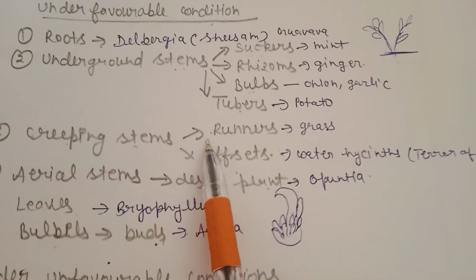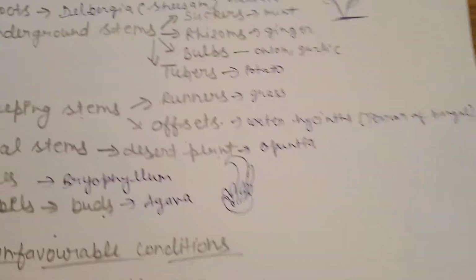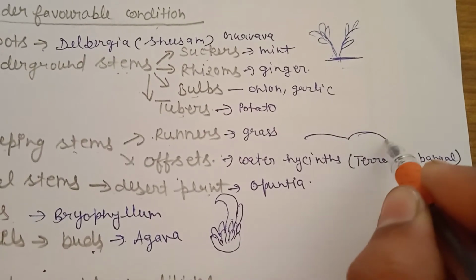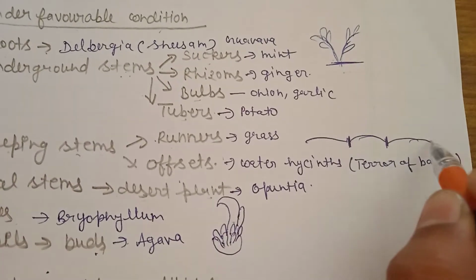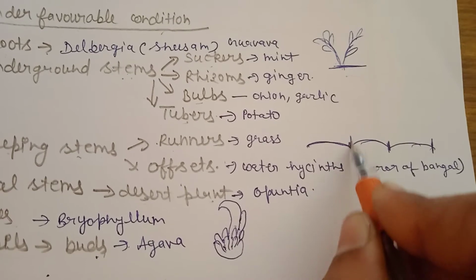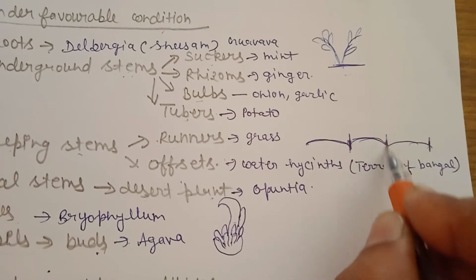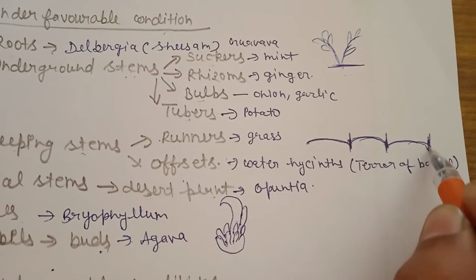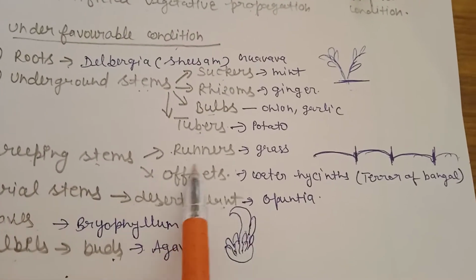The third one is creeping stems. Beta, creeping stems are runners and offsets. Both of these are alike. This is the structure of runners, meaning running. It will start from here and attach at this node, and after that it will start from here and attach at the next node. Like this it continues. So this is the example of runners.